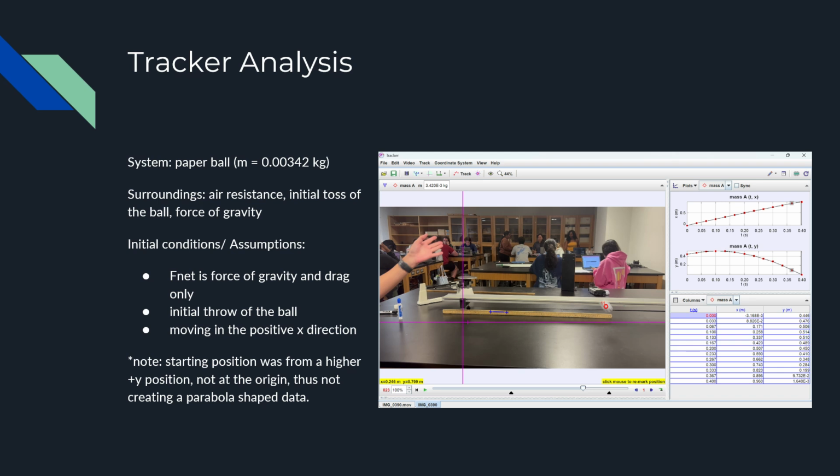Initial conditions and assumptions: F net is the force of gravity and drag only, the initial throw of the ball, and moving in the positive x direction. A good note to make, if you can see the graph, we'll get into that in a second, but the ball was not tossed at the origin, it was tossed from a starting place in the positive y direction.